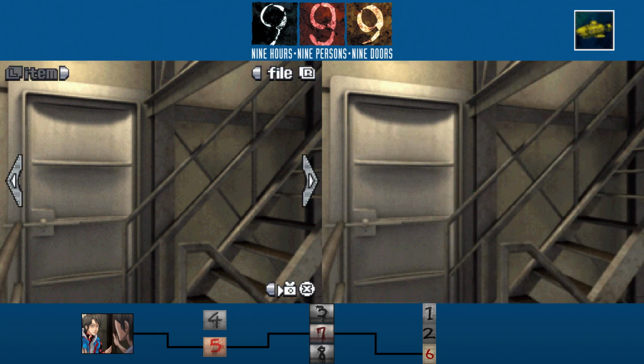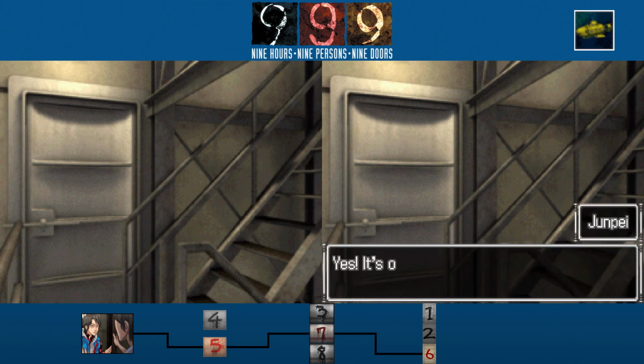Let's go! And I will see everyone next time as we see what lies beyond the cargo room. Yes, it's opening.